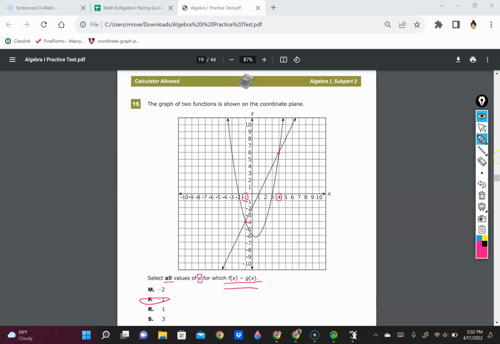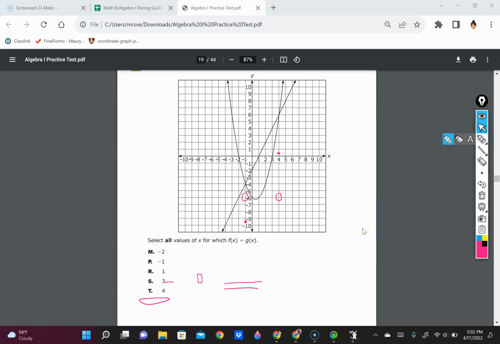Uh-oh, left off an answer choice. And yep, there it is. Let's try this again. So here and here is negative 1 and 4. They're looking for the x values.